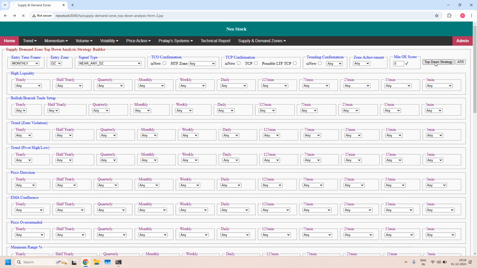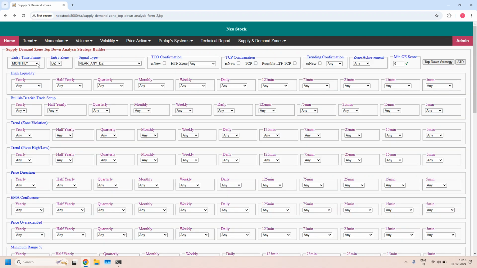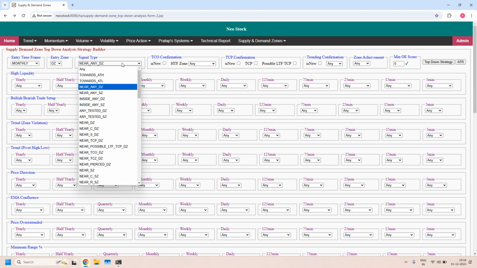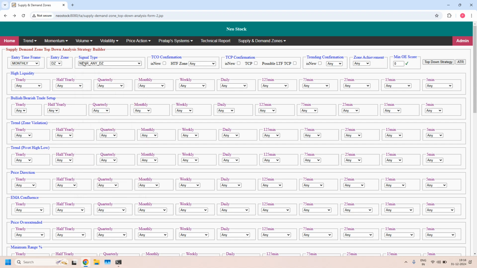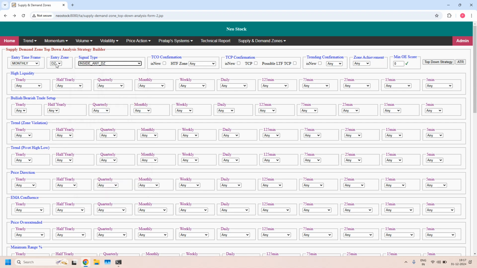Now let's filter the stocks. We got 9 stocks. In these 9 monthly demand zones, price closed inside these zones. Next, monthly time frame. Price closed previously. Sorry for my mistake. I selected near demand zone. I have to select inside the demand zone. Sorry for my mistake.